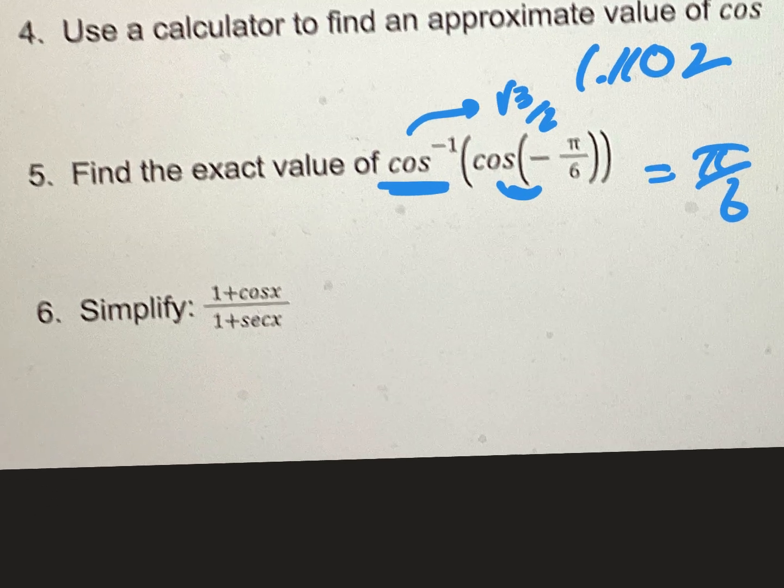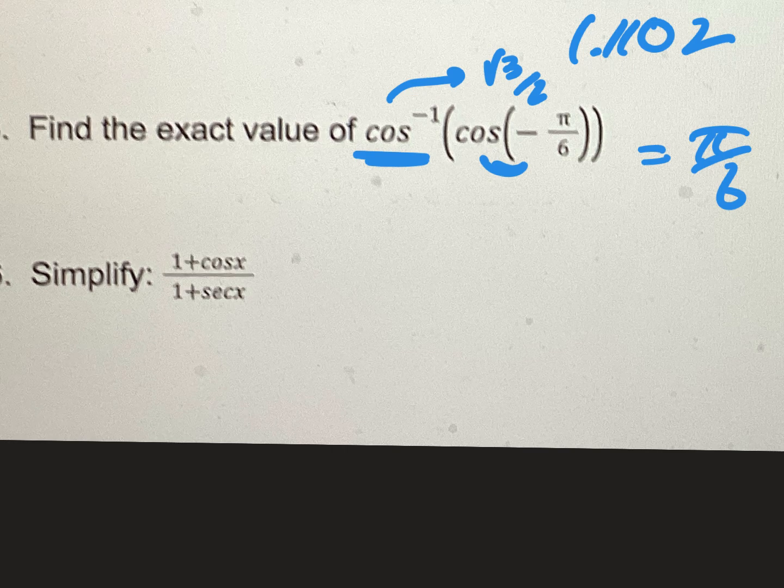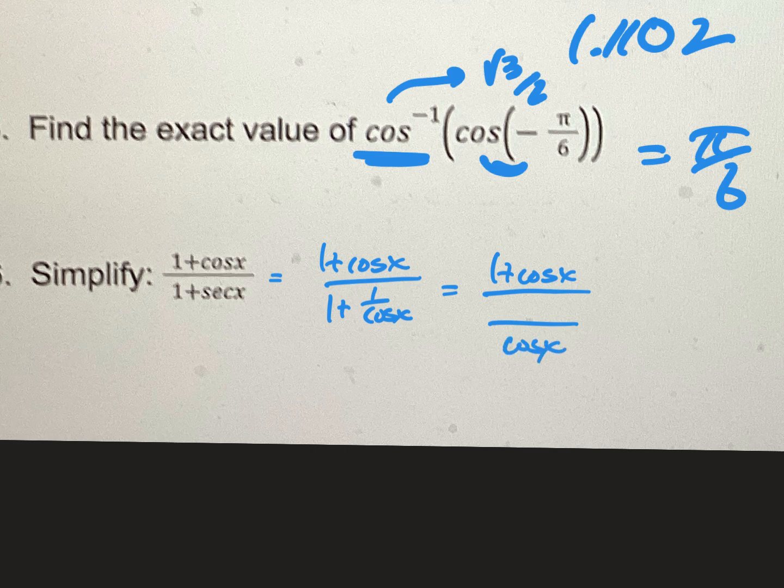Number 6, simplify this thing. A lot of ways you could go here. I think the day we did this, we pretty much changed everything to sines and cosines and just did the math. So I'm going to change the secant to 1 over cosine. Now all I see here, I can't really add the top. I'm kind of stuck with this on my numerator. My denominator though, I can do some addition. So I'm going to add these. My denominator is cosine, cross multiply, get cosine x plus 1.